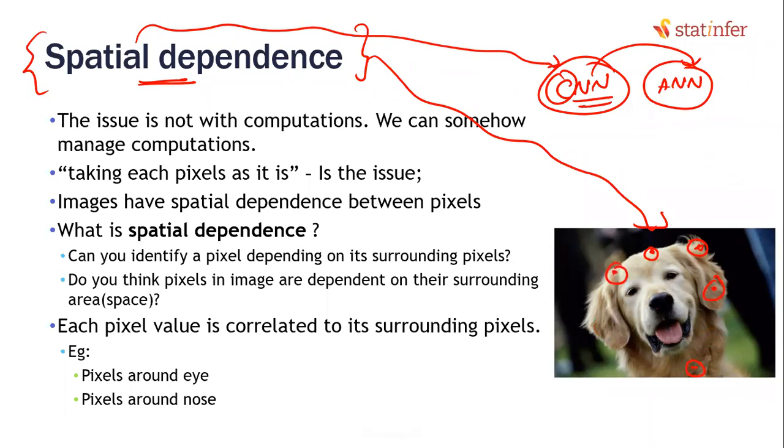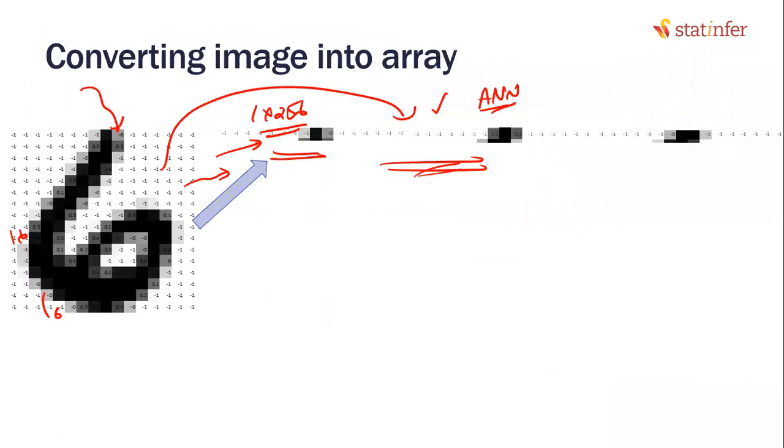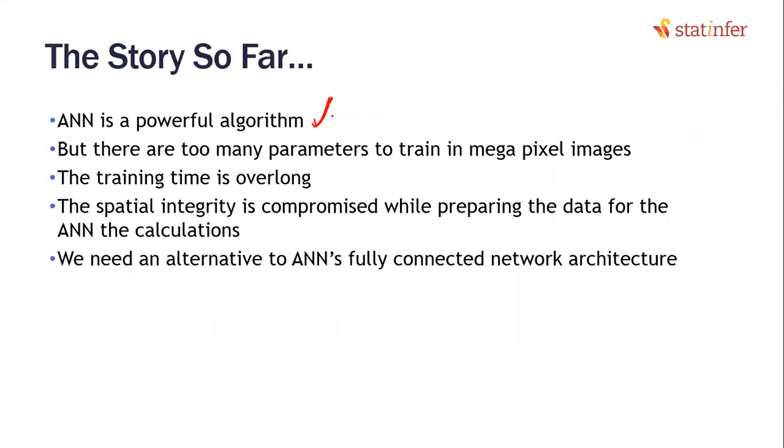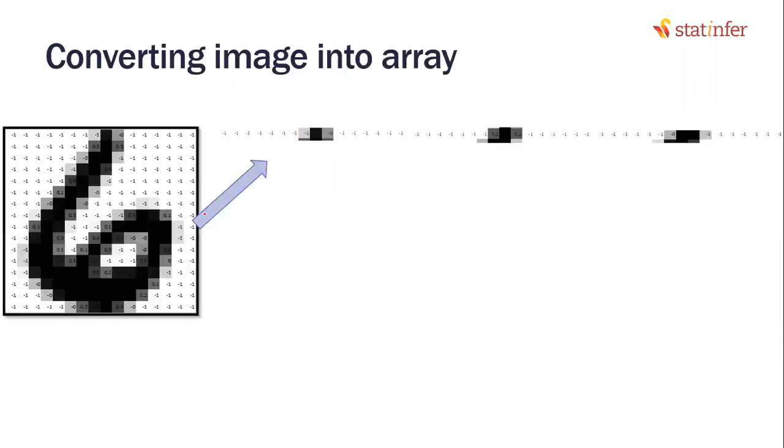Now, how do you keep that spatial dependence? Because the spatial dependence will be lost if you flatten the images. So ANNs are powerful algorithms, there is no doubt about it. But the only problem is that the spatial dependence, or spatial integrity, is compromised. It is lost. We need an alternative to our fully connected ANN models.